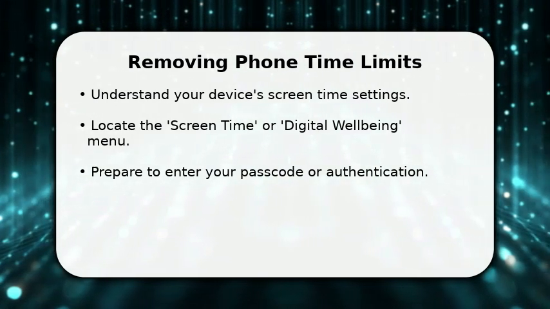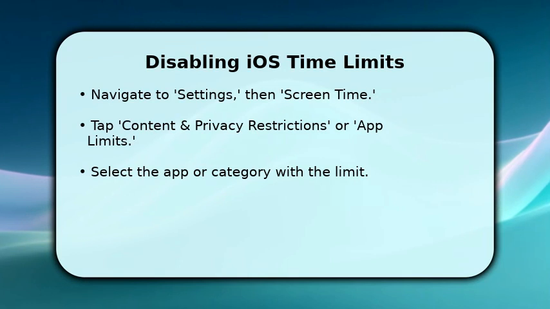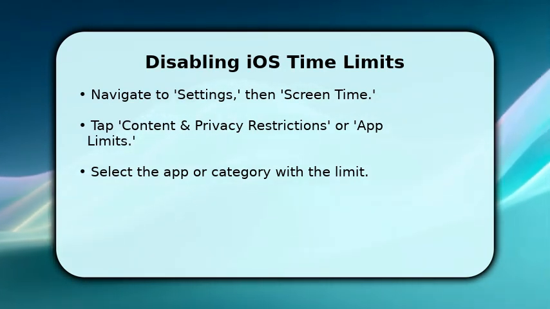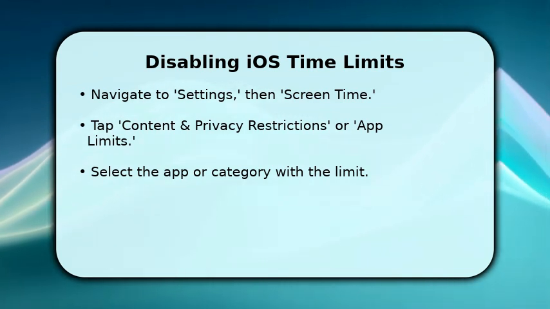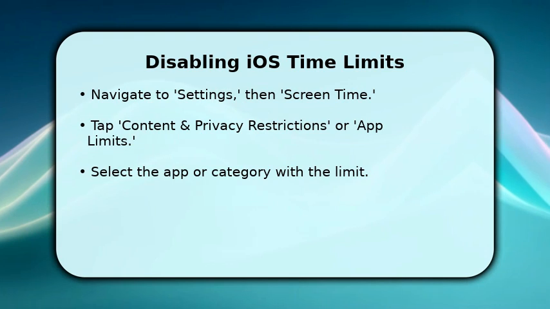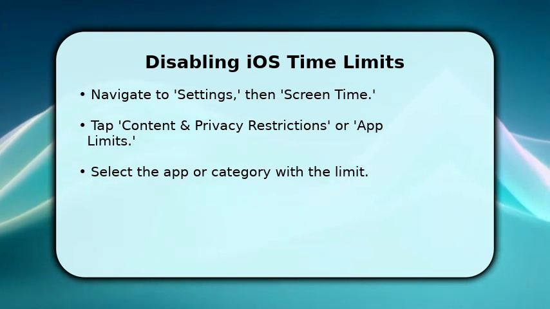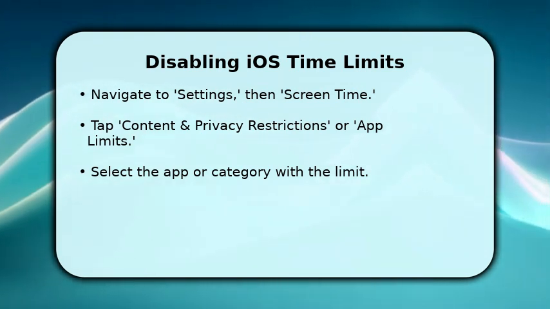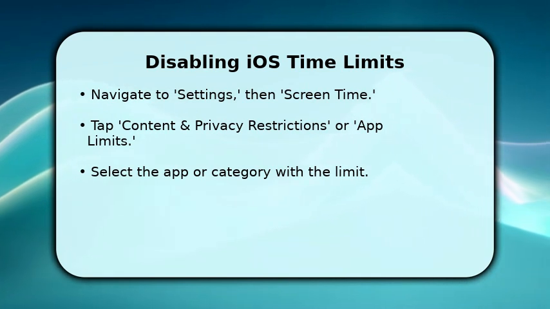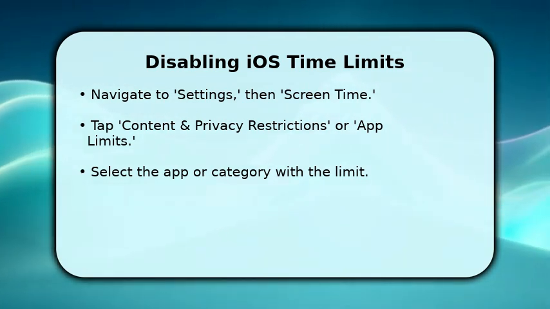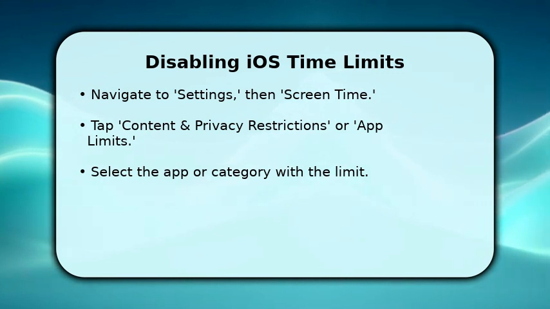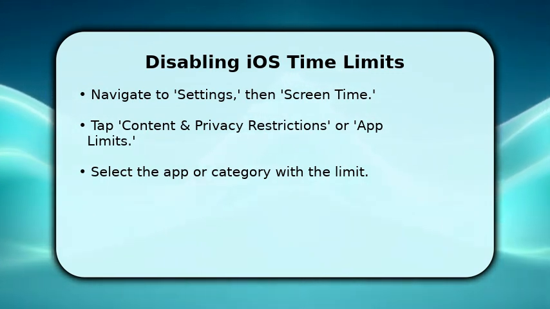usage without restrictions. For Apple devices, begin by opening your Settings app and finding Screen Time. From there, you'll see options like app limits or content and privacy restrictions. If you have an app limit, tap on App Limits, select the specific app or category, and then choose Delete Limit. For content restrictions, you might need to toggle off specific categories or features. Remember, your screen time passcode will be required to make these changes.